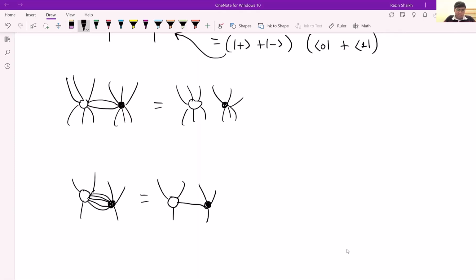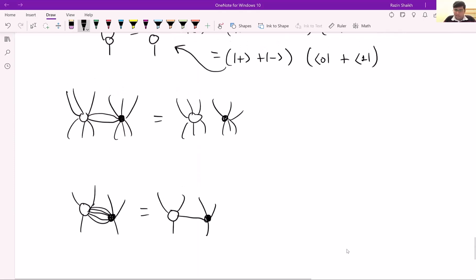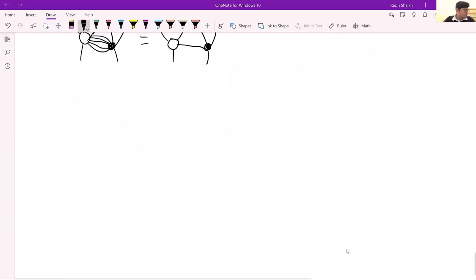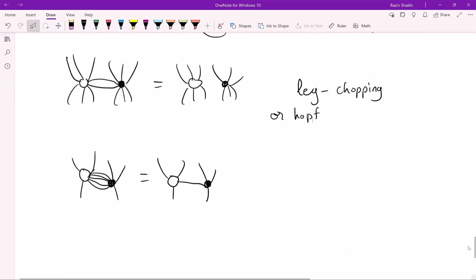Okay, any questions about this? So this rule is called leg chopping, or sometimes it's also called a hop in some literature. Questions about this? Okay, if not, then we can move on.